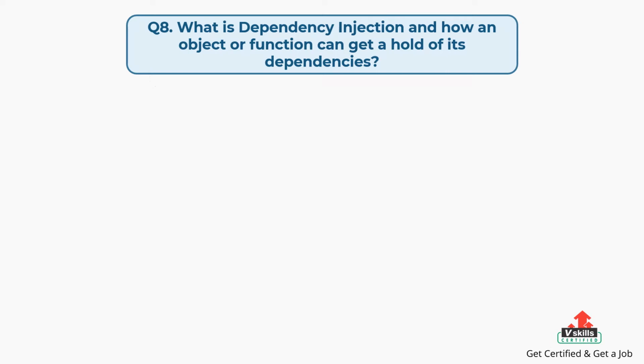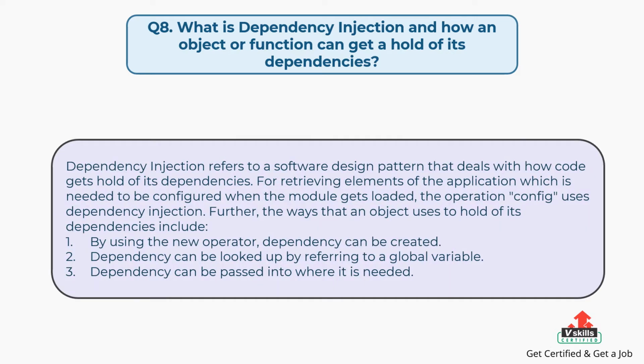Question number 8. What is dependency injection and how can an object or function get a hold of its dependencies? The answer is, dependency injection refers to a software design pattern that deals with how code gets hold of its dependencies. For retrieving elements of the application which need to be configured when the module gets loaded, the config operation uses dependency injection.